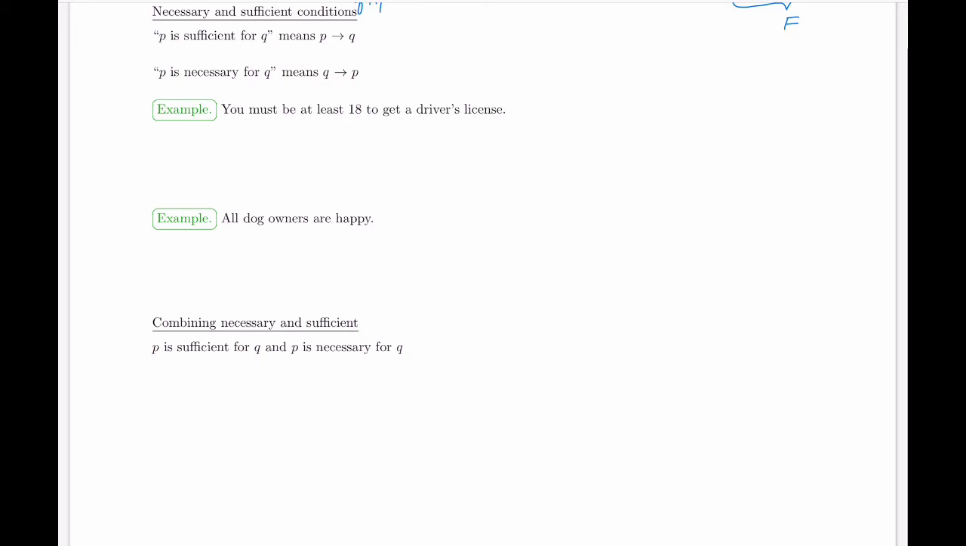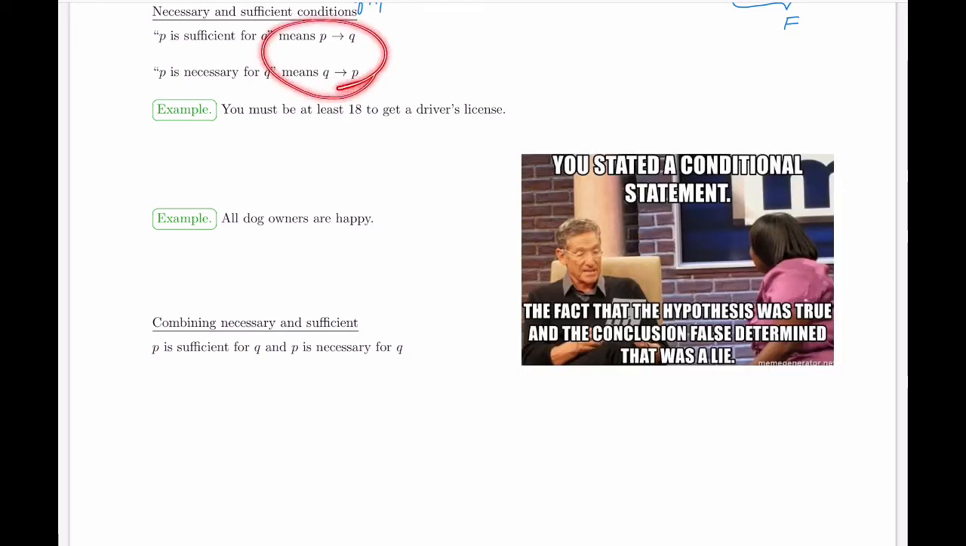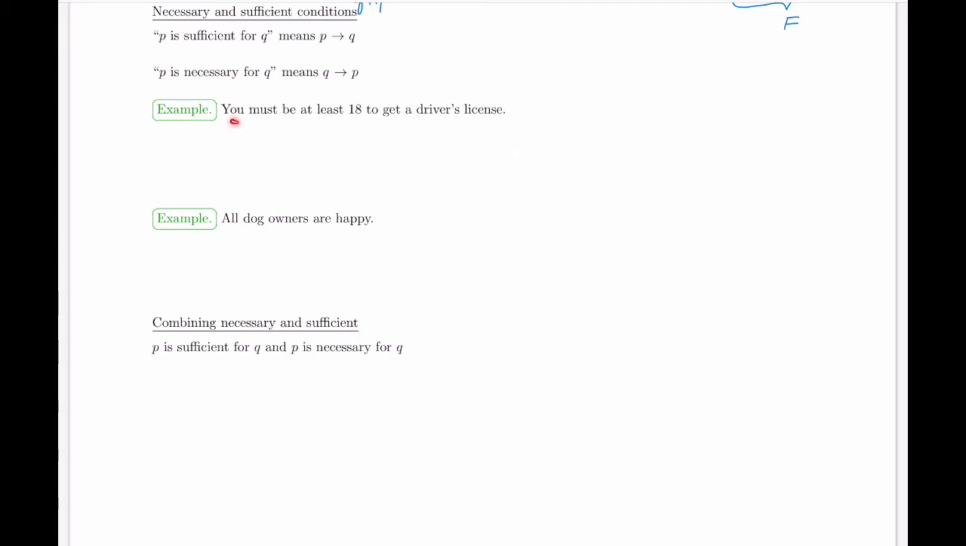Let's now go through some examples to see how we can connect the logical statements to the colloquial English words that we're so used to using. And we're actually going to see that they mean the same thing in logic as they do in everyday life. So for the first example, we have, you must be at least 18 to get a driver's license. First of all, there's two pieces of information in this statement: the age and the fact that one does or does not have a driver's license.